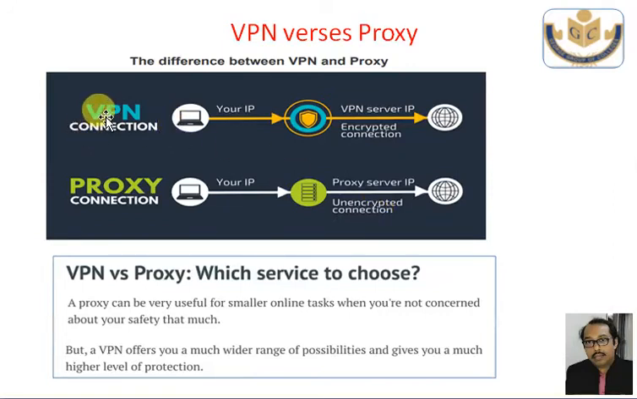But if you think of VPN, you will find that there is a VPN. Now VPN also generates an IP address, but the change is in this text: you will find that it is an encrypted connection, where in proxy it is unencrypted, in VPN it is encrypted. So this is the basic concept. VPN and proxy are almost the same. In VPN it is encrypted, and in proxy it is unencrypted.